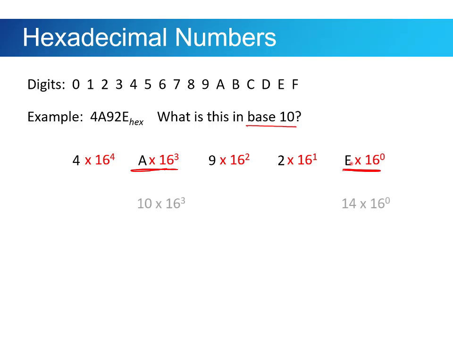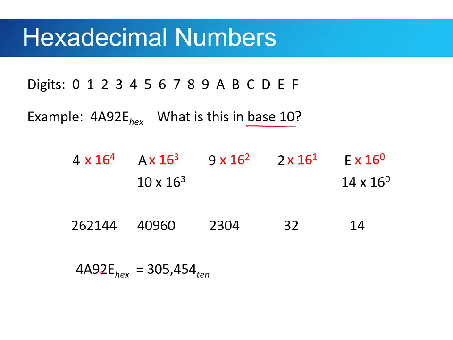Well, A really represents 10, and E really represents 14. So when I do my arithmetic, I can replace the A with 10, and I can replace the E with 14. And now, when I multiply these all together, add them up, I get 305,454. So this number that's over 300,000 was actually expressed in hexadecimal with 5 digits. And so the hexadecimal is actually a little bit more concise than our system. You can see that this number in our system is written with 6 place values, but in hexadecimal it only takes 5 places.